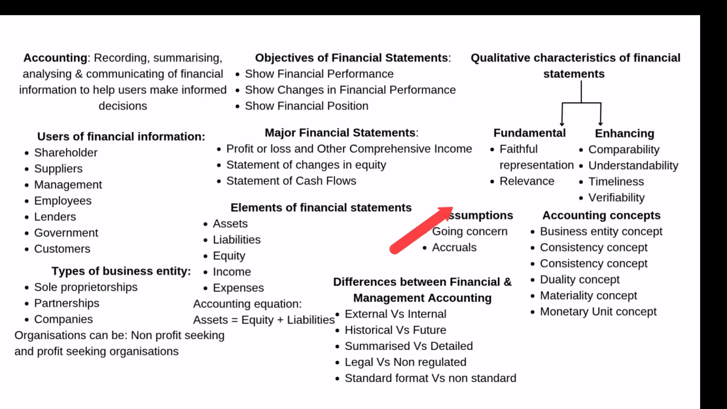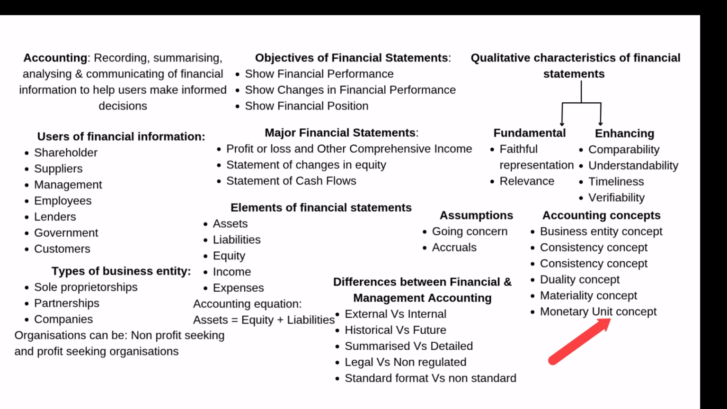When preparing financial statements, we make several assumptions, but the two key assumptions are going concern and accruals. Going concern is the assumption that the business will continue in existence for the foreseeable future, whereas accruals is the assumption that expenses in a particular period are matched with income in that particular period, rather than when cash changes hands.